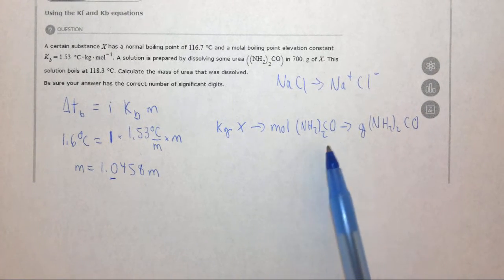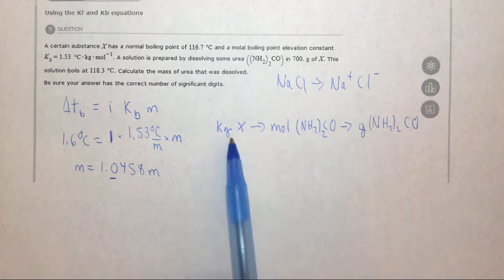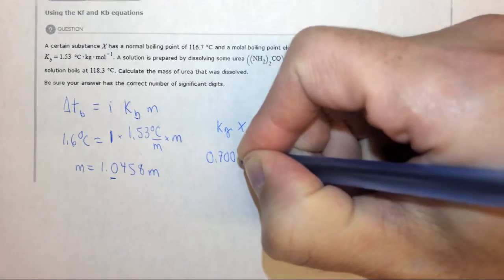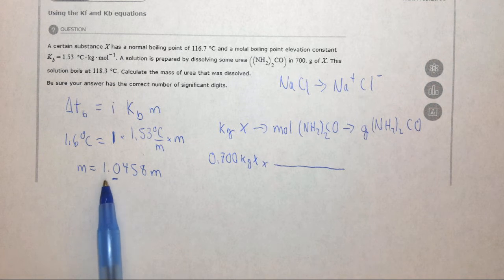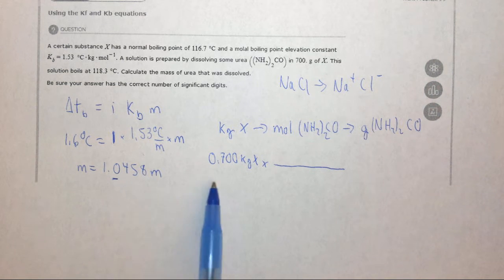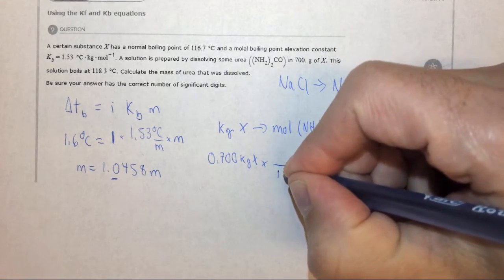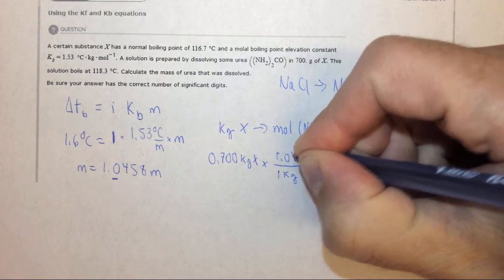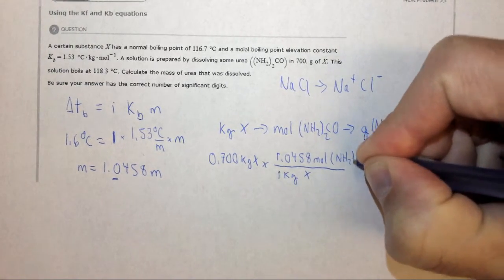There are many videos on this channel, or at least several videos on this channel, where we do similar things for molarity, but here we're doing it for molality. So let's start with our grams of X. We divide that by 1,000, and we get 0.0700 kilograms of solvent X times. Well, what this means is there are 1.0458 moles of the urea in 1 kilogram of X. So we put the 1 kilogram of X on the bottom and the 1.0458 moles of urea on the top.